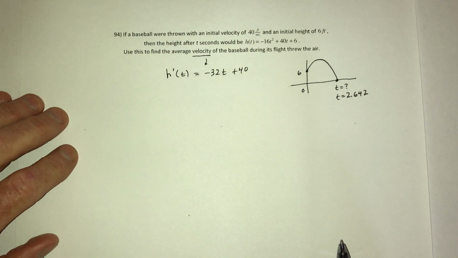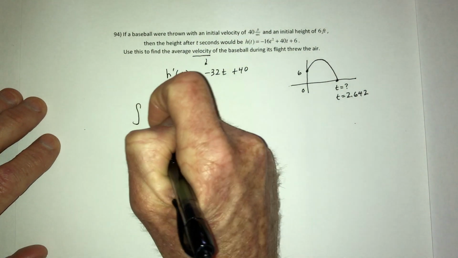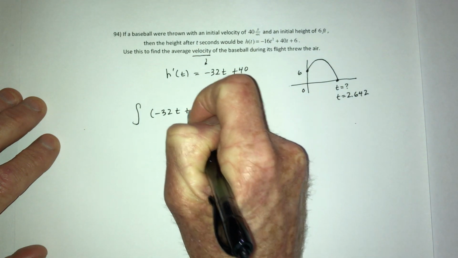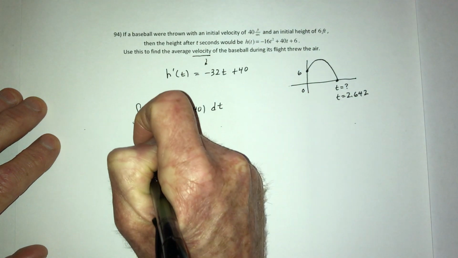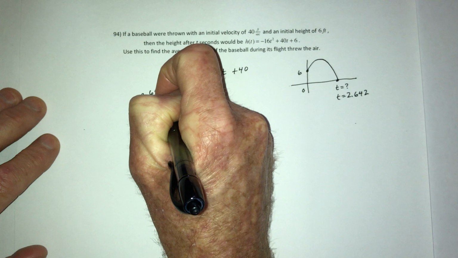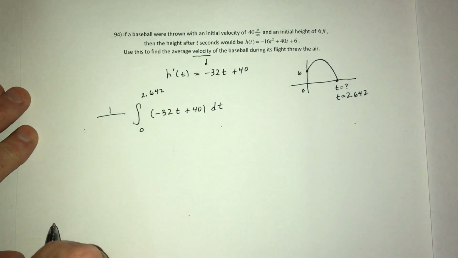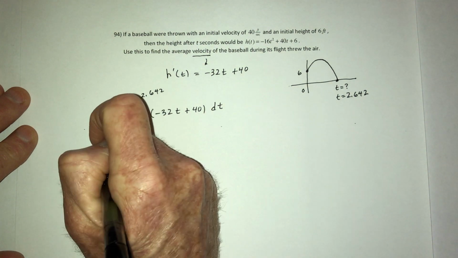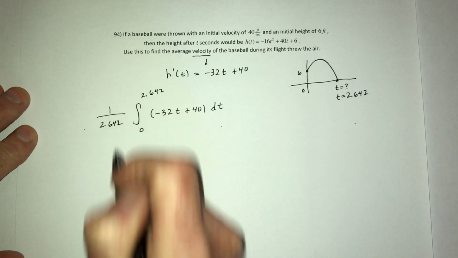So then find the average velocity. So that means integrate the velocity function over the time interval from 0 to 2.642, and then divide by the length of that interval, which would be 2.642 minus 0, or just divide by 2.642.